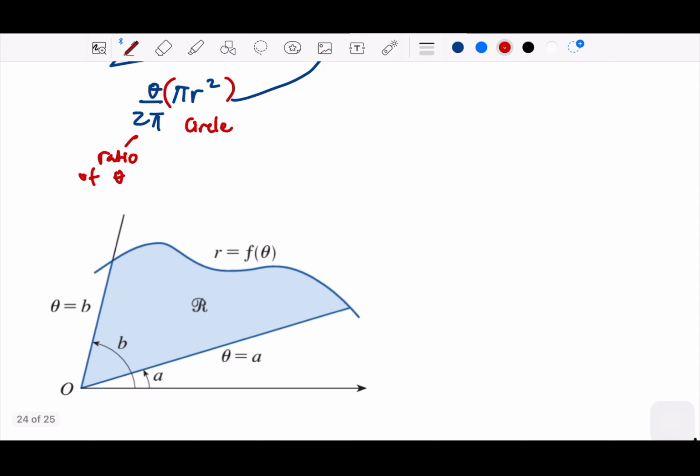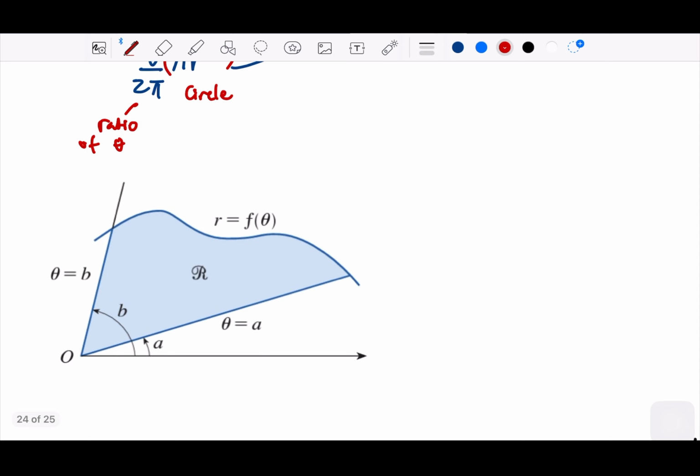Okay, now look at this. We have some random region, and we can develop it. So this is just a random curve like that, and we can develop the polar curve r equals f of theta, a function of theta. And look at this. We have theta from A to theta B. Okay, so this region is on this polar curve from A to B.